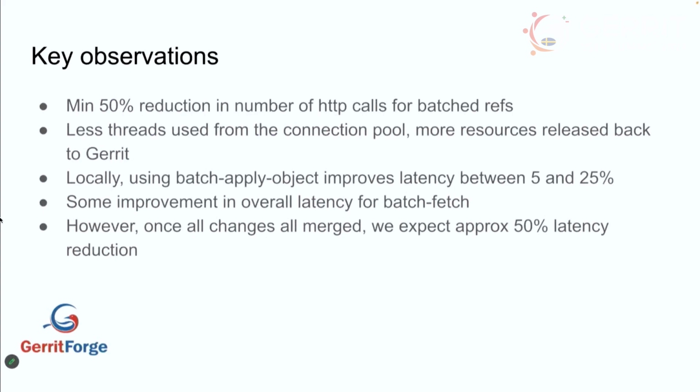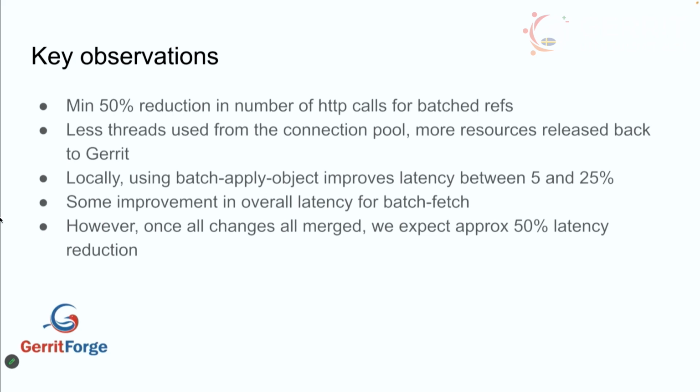So the key takeaways, the key observations that we've had. First of all, we expect at least 50% reduction in the number of HTTP calls that we do for batch refs, because obviously we'll do one call for the entire batch. Another benefit is because we're doing fewer calls, we're using fewer threads from the HTTP connection pool, so we are releasing more resources faster to Gerrit as well.